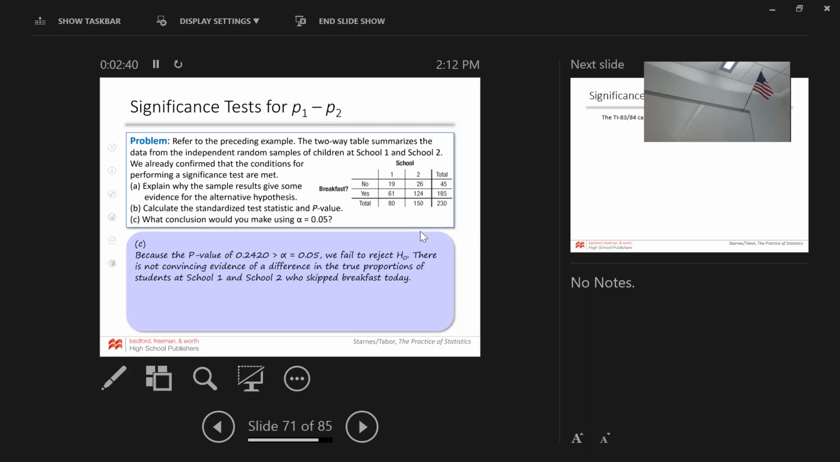In that, we failed to reject the null. There's a lack of evidence of a difference of kids that missed breakfast in the two schools.